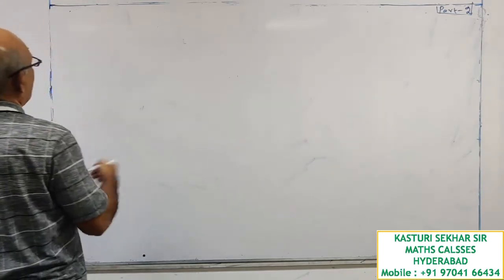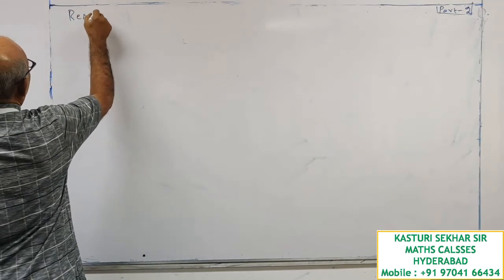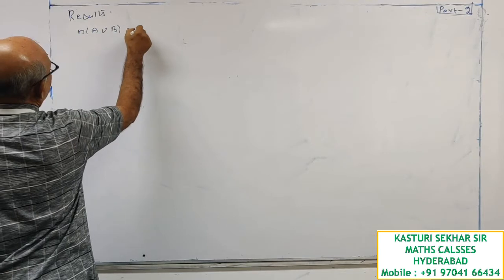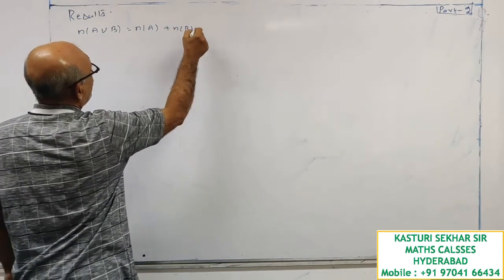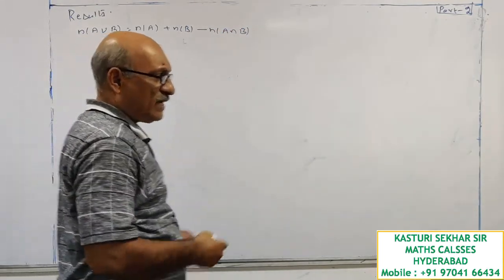Before entering into the problems of Venn diagrams, let us see some results. Number of elements in A union B is equal to number of elements in A plus number of elements in B minus number of elements in A intersection B.